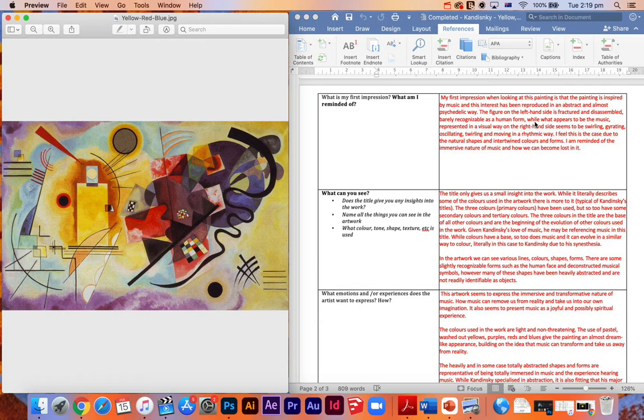So what I've said here is, my first impression when looking at this painting is that the painting is inspired by music, and this interest has been reproduced in an abstract and almost psychedelic way, which we can see here. There's use of abstraction, really unnatural or unrecognizable colours in terms of what they relate to in real life, and various shapes, with forms that have been reduced or completely distorted. The figure on the left-hand side, which we looked at in the structural frame analysis, that reference to the human head, has been fractured and disassembled, barely recognisable as a human form, although we can see some elements that lead us to believe that it is.